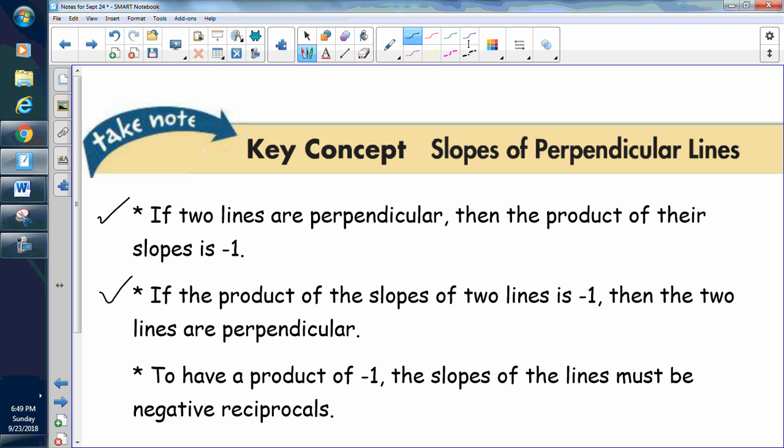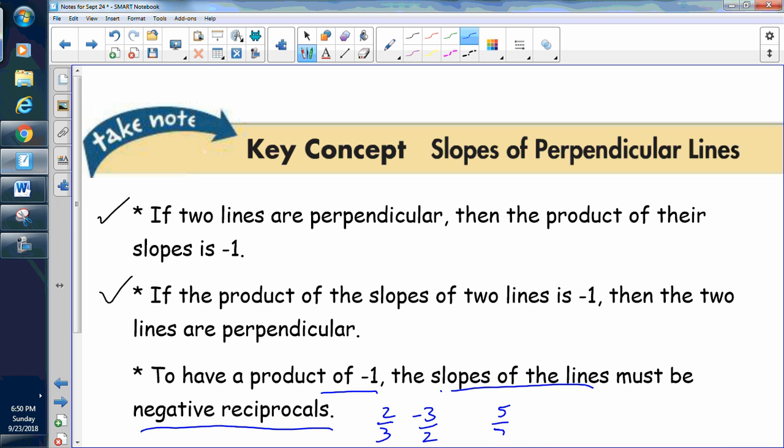And in this third one, what does it mean to have a product of negative 1? To have a product of negative 1, the slopes of the lines must be negative reciprocals. And some examples of what we mean by negative reciprocals: 2/3 and negative 3 over 2.